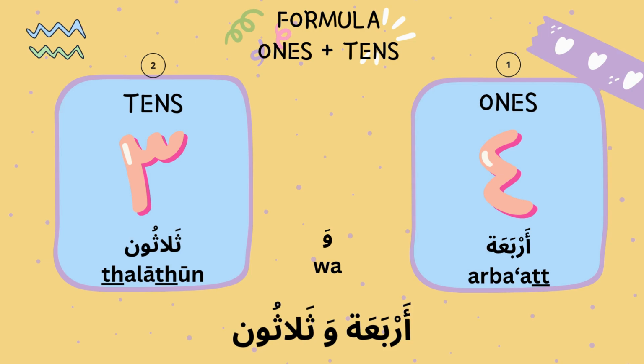Notice that in Arabic, the order is slightly different from English. We say the smaller number first, then the bigger number. Once you understand this pattern, you can form many numbers easily. Let's try to put more together.